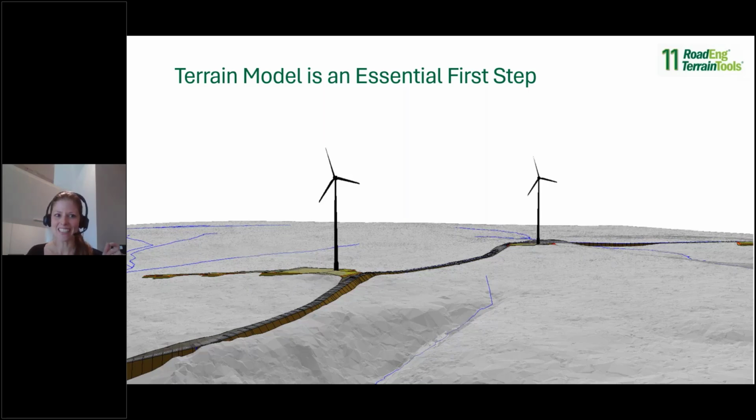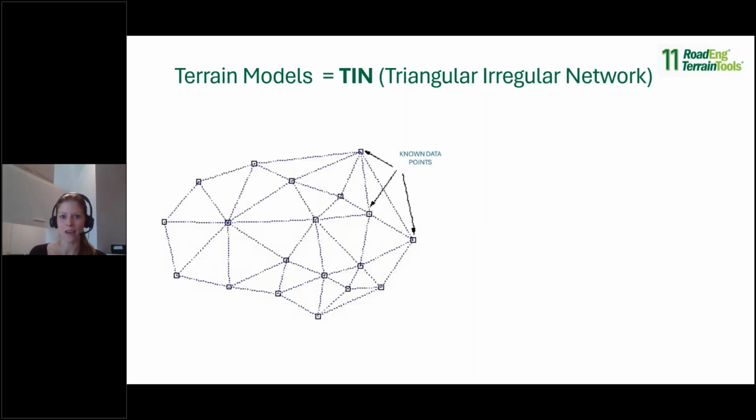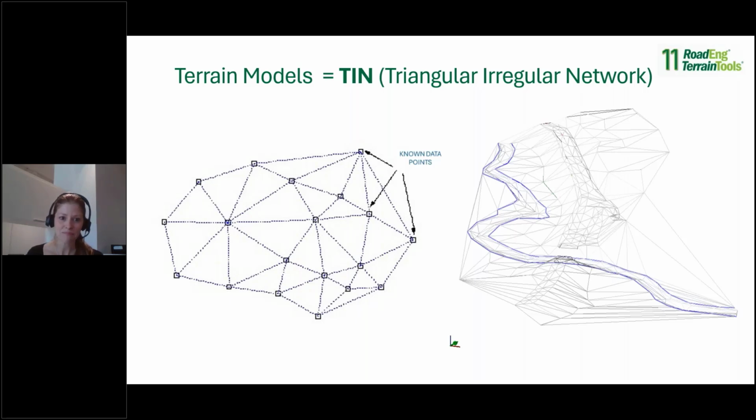Okay, to get started, the first sort of concept, terrain models are actually a TIN model for us. And a TIN is a triangular irregular network. It takes all of these known data points and it connects them with triangles. And the result of that, you can see here in this other visual that's coming from total station data, and you can see how those triangles are connecting all the known data points. And the quality of your surface is really dependent on the distance between those known data points.